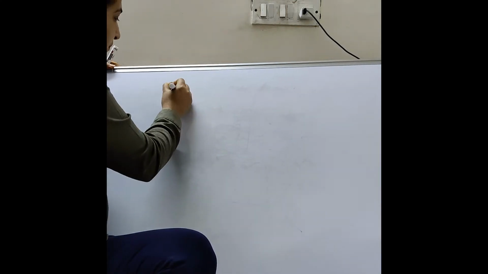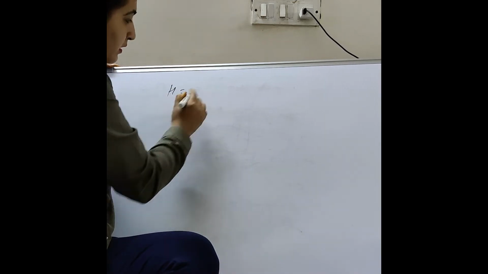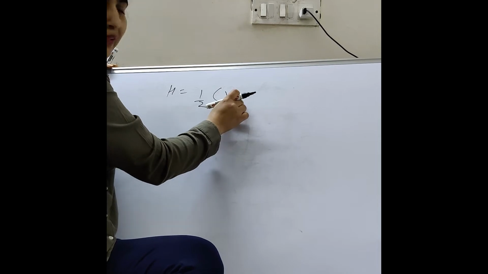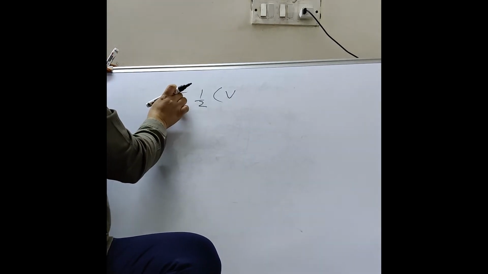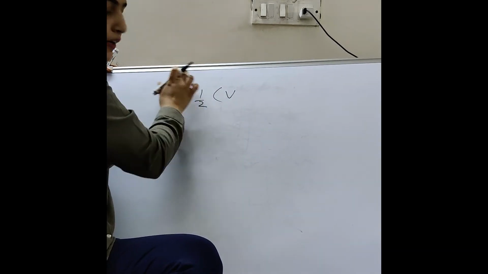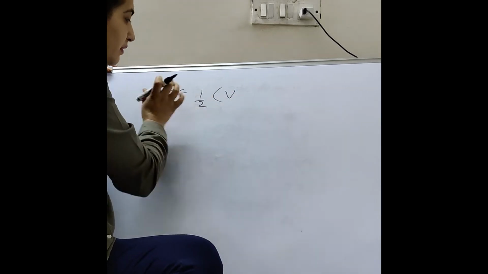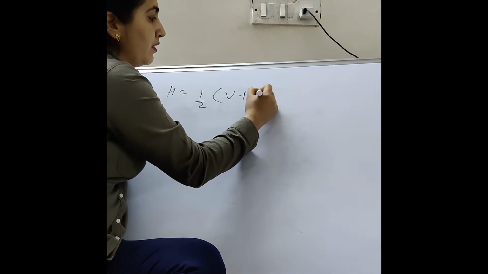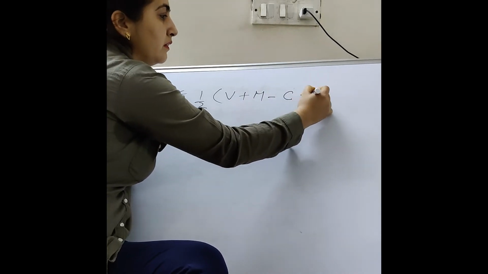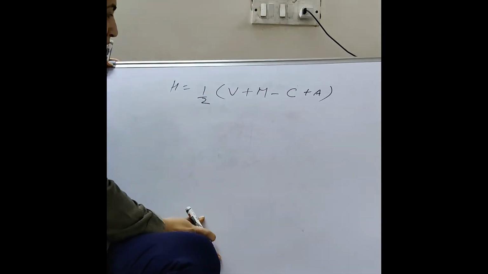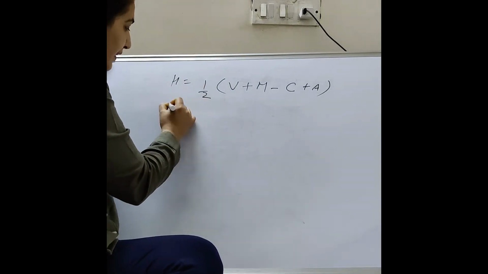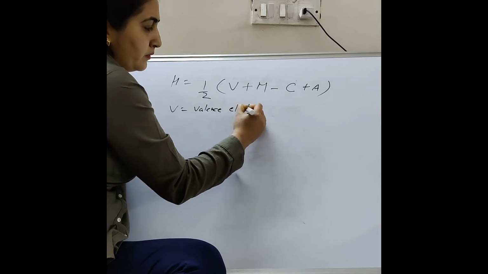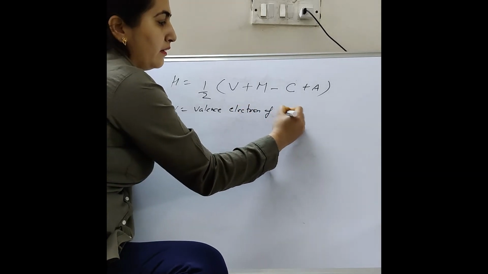You can see here H is equal to half into V, where V is the valence electron and H is the hybridization. Whatever the molecule will come in the last, whatever the number will come in the last, we will write here: plus monovalent atom, minus cation, plus anion. So V indicates the valence electron of the central metal atom.